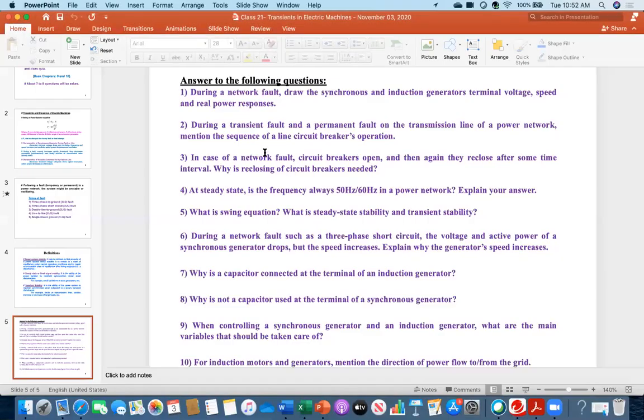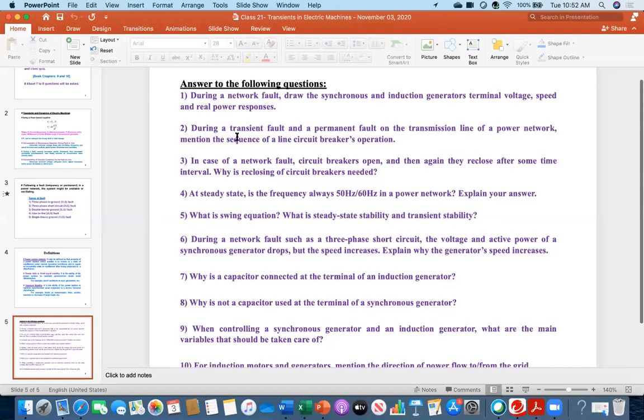Okay, so now you understood that one. Question number 2, you see: during a transient fault and a permanent fault on the transmission line of a power network, mention the sequence of a line circuit breaker's operation. Everybody see, first understand the question.